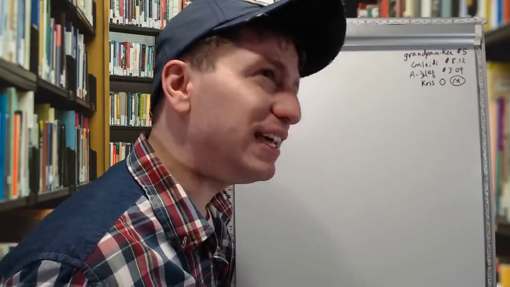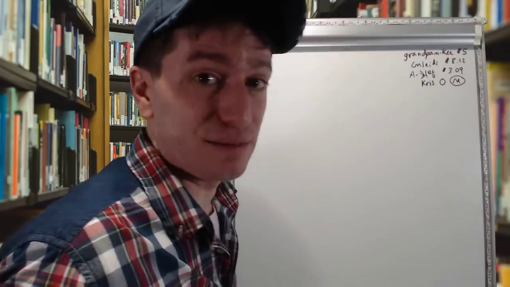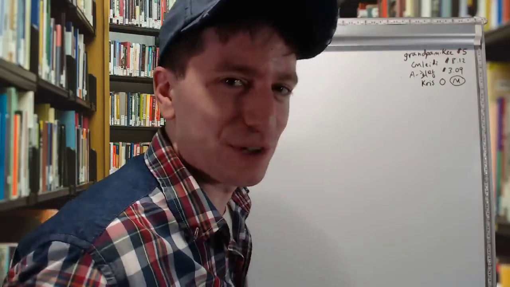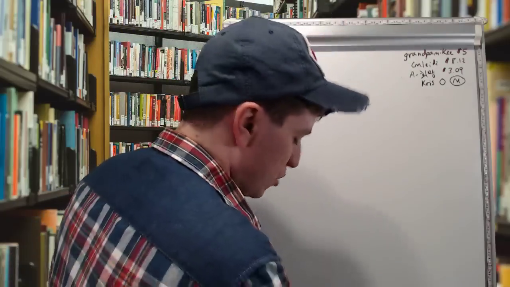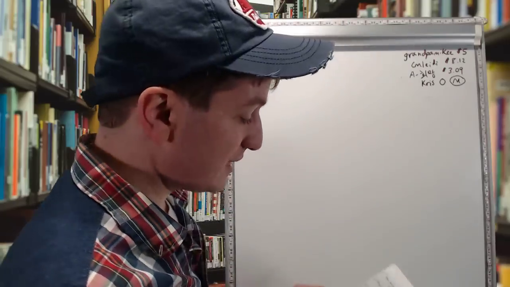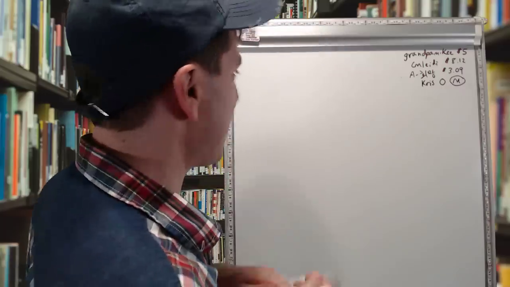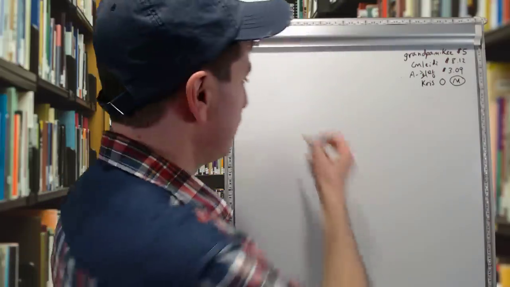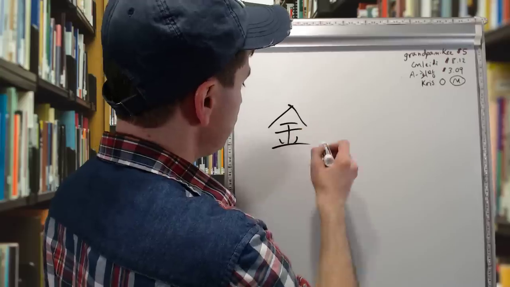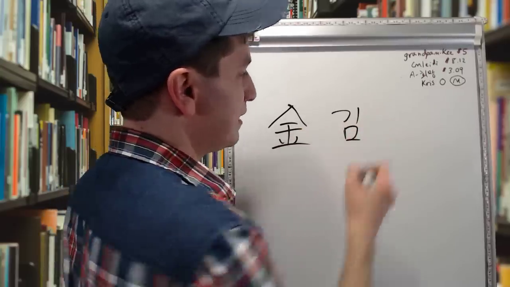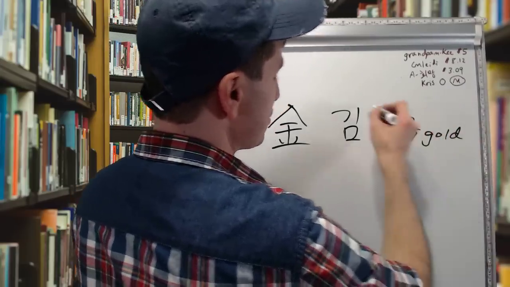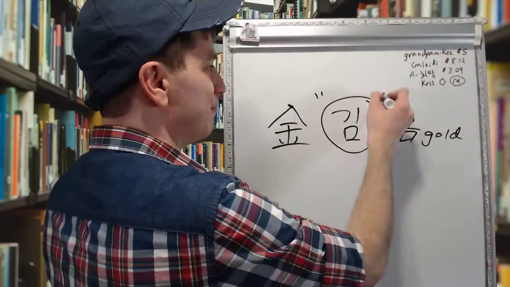I probably know most of them, but I can't write most of them. I can only write a few dozen of them. But that's probably similar to most Koreans. Korean names also have Hanja in them. So for example, every Korean person's last name has a Hanja with it. Kim. This is actually the Hanja for Kim, but it's originally Kum for gold. But when it's used for a person's name, it's read as Kim.